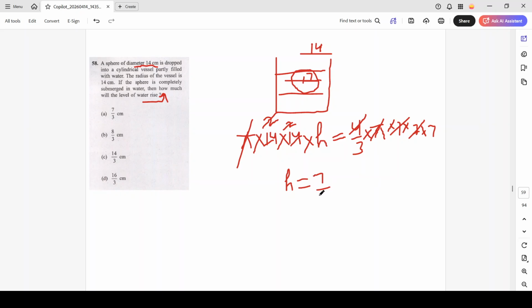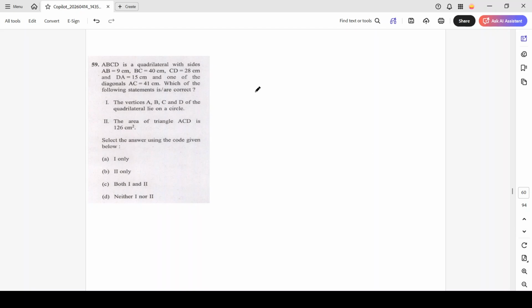That means the rise in the level of water will be 7 by 3 centimeter if we put a vessel of sphere in the form of a sphere of diameter 14 centimeter. Now move on to the next question.